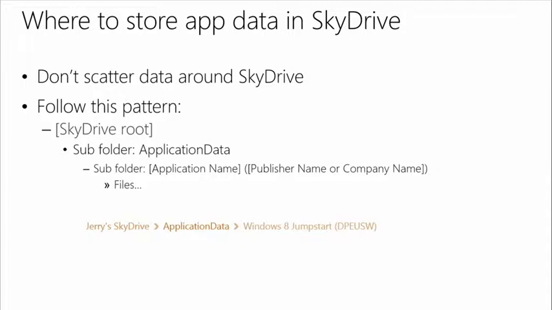So as an example, we'll use Jerry's SkyDrive. Check for the existence of application data or create it if it doesn't exist. Windows 8 Jumpstart, and then the publisher is DPE USW. Got it. Okay, nice, simple, straightforward convention. And because it's so orderly, it's less likely that a user would go in and just nuke it because it doesn't make sense. Yeah, they'll see application data. Oh, what's that? They'll open that up and they'll see a list of applications that they've perhaps installed over their time. That tells them what it is. Right. Okay.